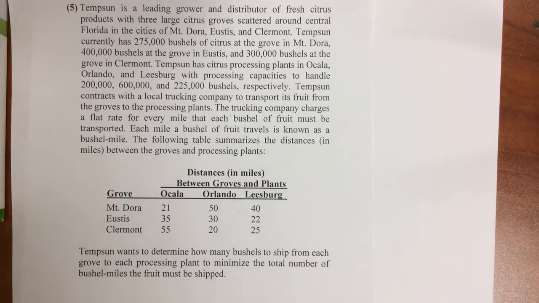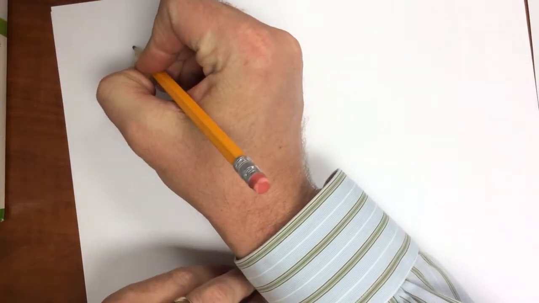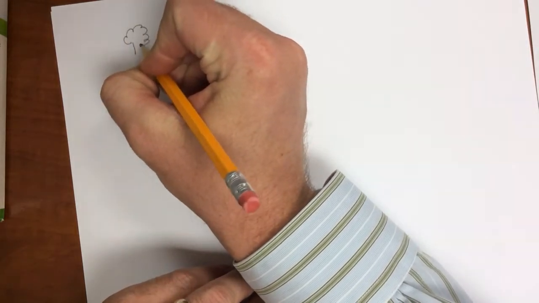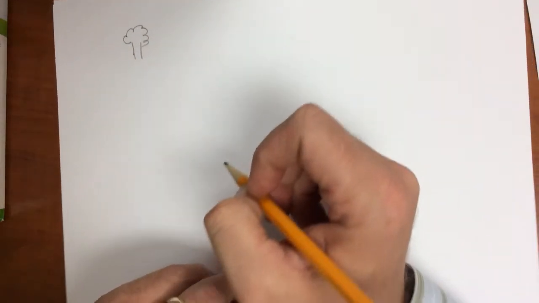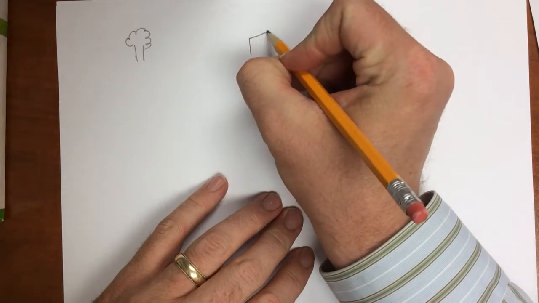So we're going to set up the linear program by hand. The way we're going to do that is we're going to think about the groves where we have peach trees. So there is a peach tree. And then we have these factories.